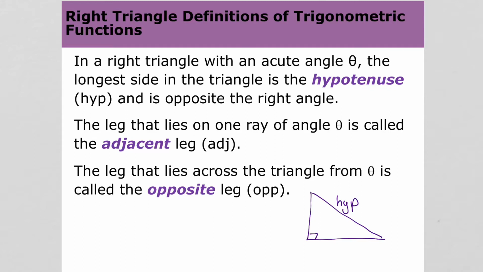If we name an angle theta, we're just going to pick this one. Then the side that makes up one of the angles is called the adjacent side. It's adjacent to it. And then the side of the right triangle that's opposite from the angle is called the opposite.